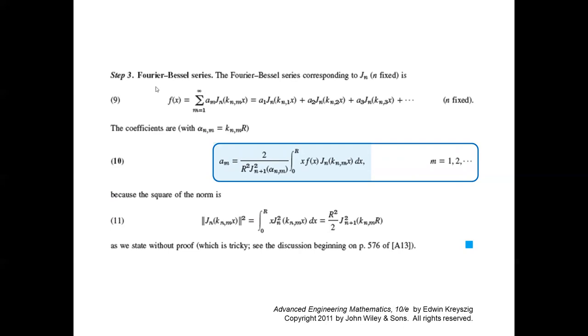If we want to represent a given function f by Bessel, then the coefficient of this representation can be obtained based on this equation. While integrating this equation can be very troublesome. So we're not going to discuss this. And this equation shows how we get the norm of the Bessel functions. So make sure you know these things exist.